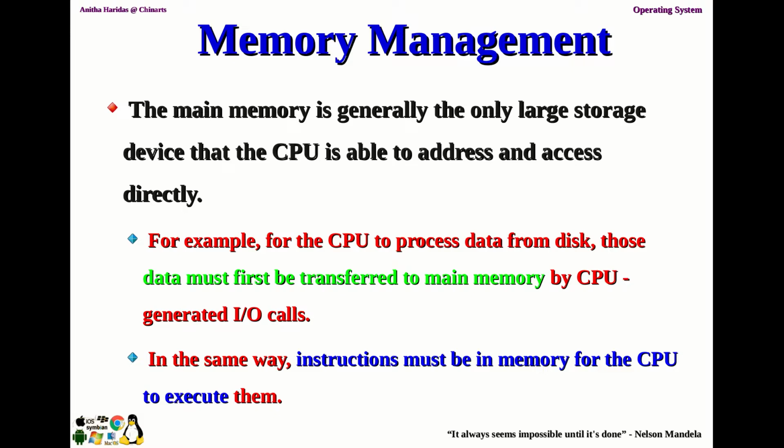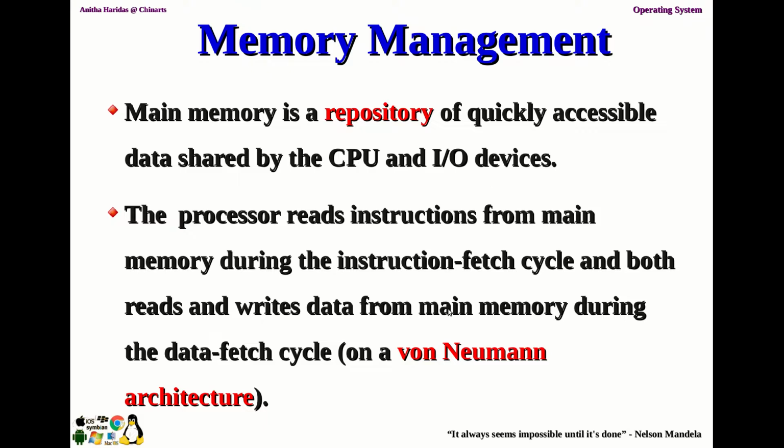So using any of the data transfer techniques, the CPU will generate an input output call for copying the data from the secondary storage device, that means from the hard disk to the main memory. Whatever data is to be processed, which is stored in the secondary storage device, must be transferred to the main memory for the CPU to perform the operation. And not only that, instructions must also be available in the primary memory for the CPU to execute them. This is one of the very important points that we have to understand.